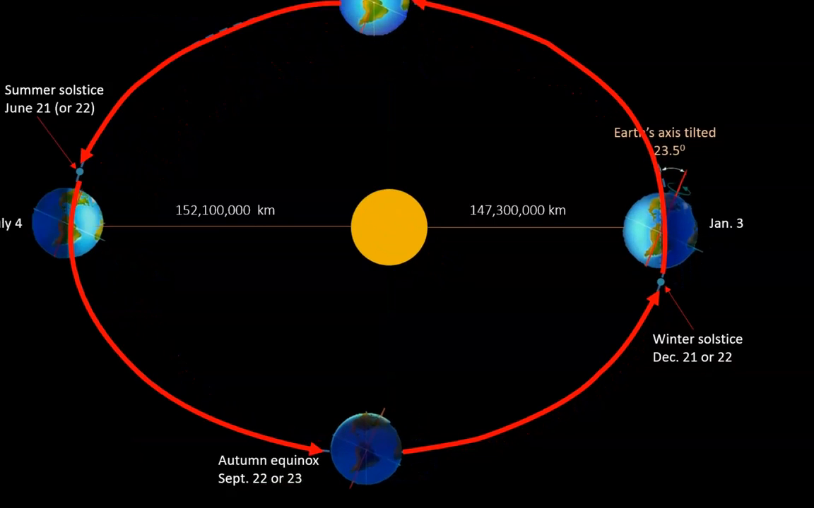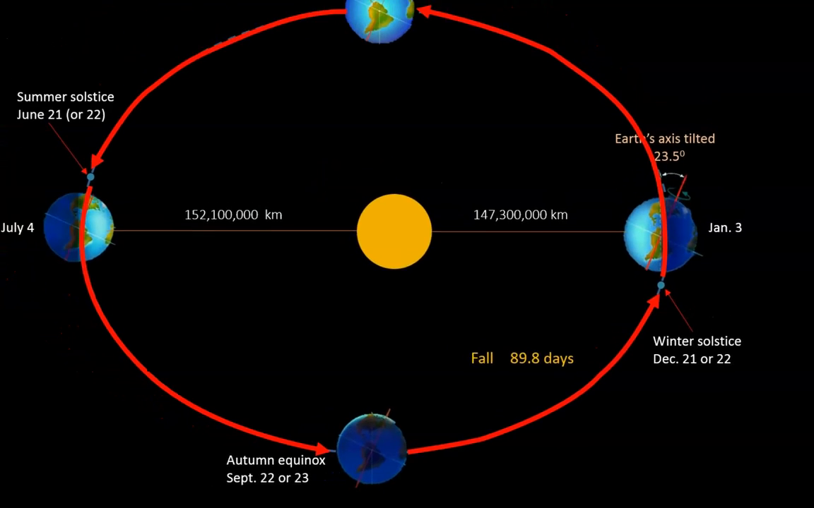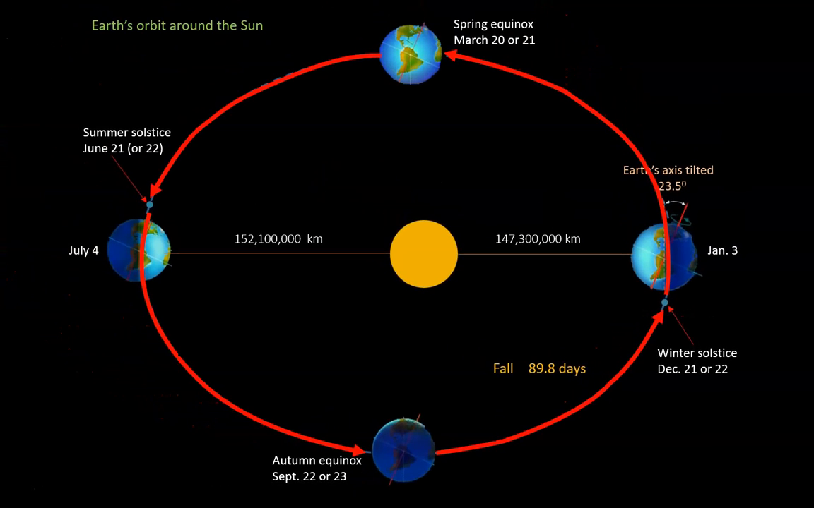As a result, we see here that fall lasts on average 89.8 days between September 22nd and December 21st. And then the winter season that follows averages 89.0 days. When spring starts, it lasts an average of 92.8 days, and then starting June 21st, summer lasts about 93.6 days.